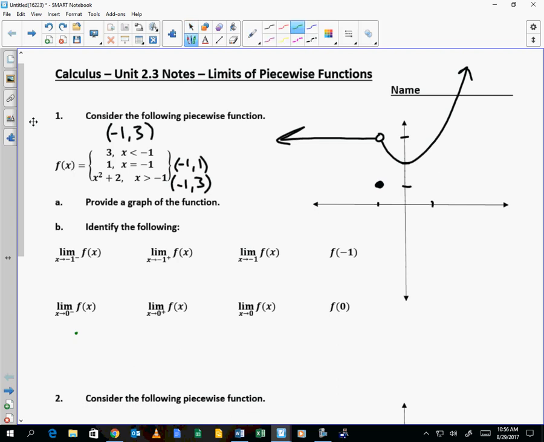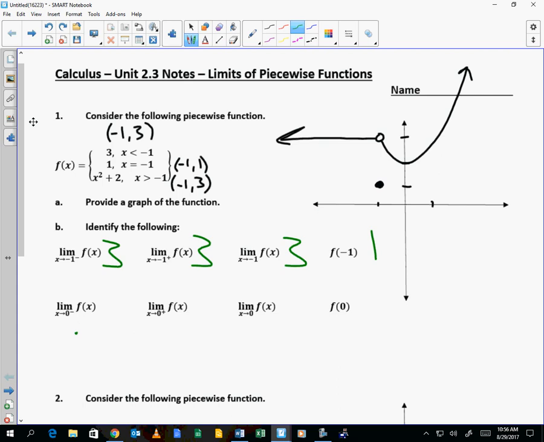All right, so we answered questions. Limit as x goes to -1 from the left: 3. From the right? Does the limit exist at -1? What is f of -1? So notice the actual function value at that point does not have to be what the limit is.